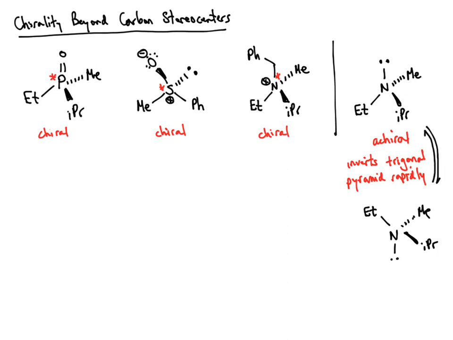So you can't ever sort of isolate an individual trigonal pyramid which has defined stereochemistry. And so we say that nitrogens, in this case nitrogens with lone pairs, rapidly pyramidalize. And because they rapidly pyramidalize, you can't ever have a single chirality. And the reason is because when you convert one pyramid to the other, these two molecules are enantiomers.